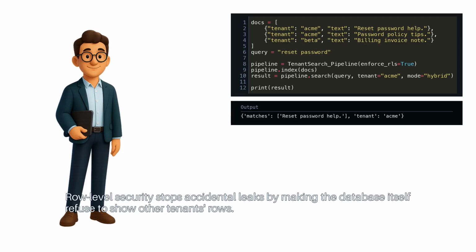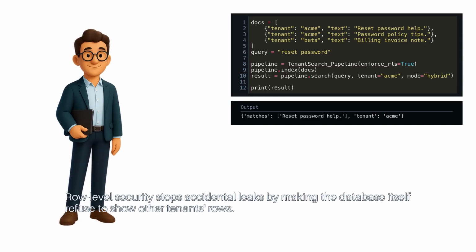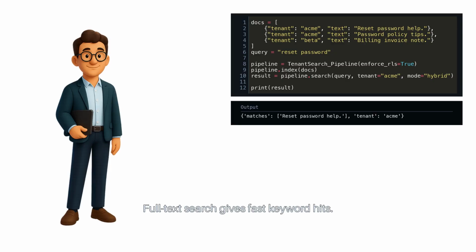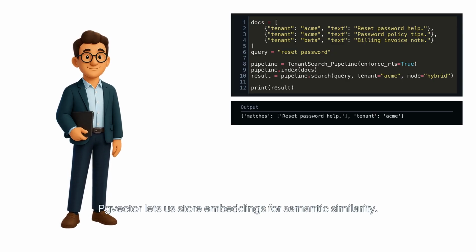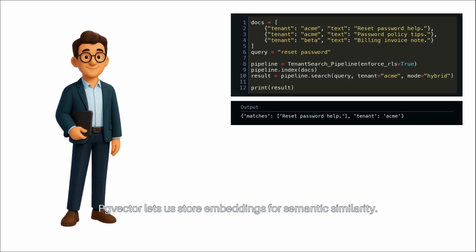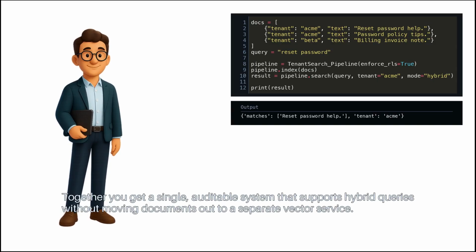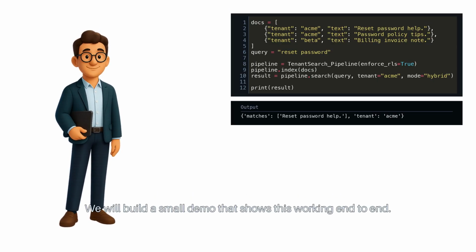Row-level security stops accidental leaks by making the database itself refuse to show other tenants' rows. Full-text search gives fast keyword hits. pgvector lets us store embeddings for semantic similarity. Together you get a single, auditable system that supports hybrid queries without moving documents out to a separate vector service. We will build a small demo that shows this working end-to-end.